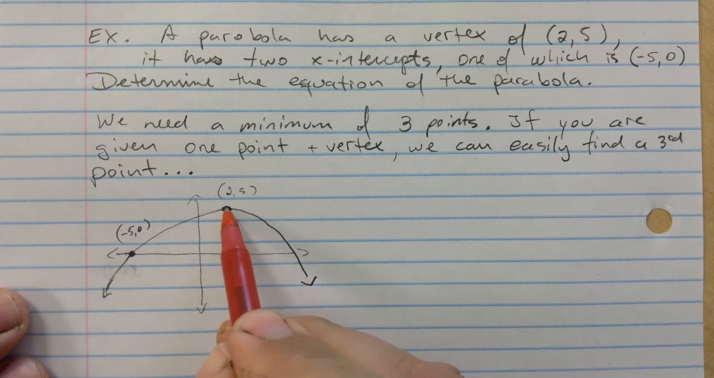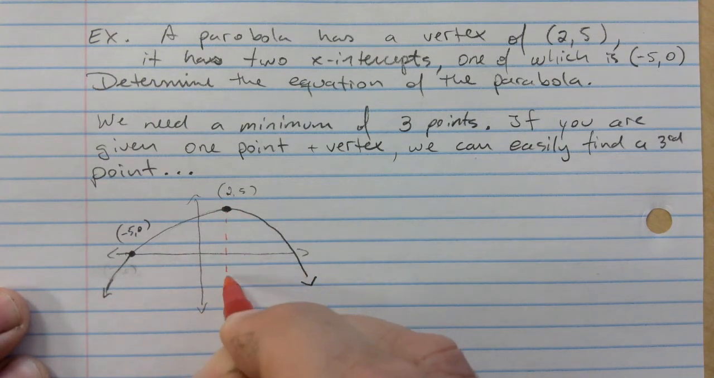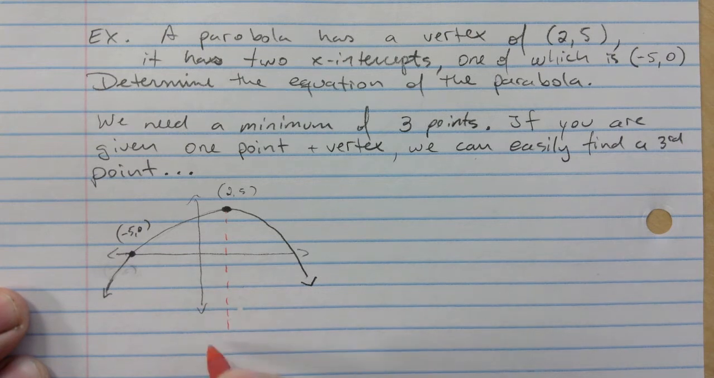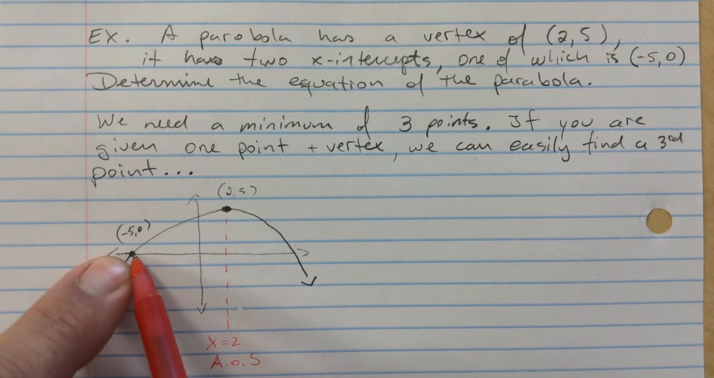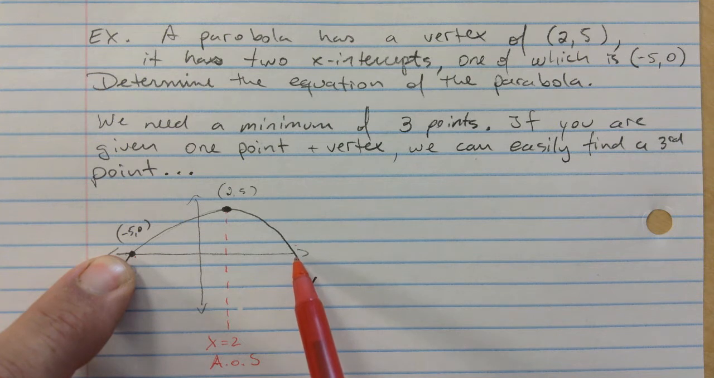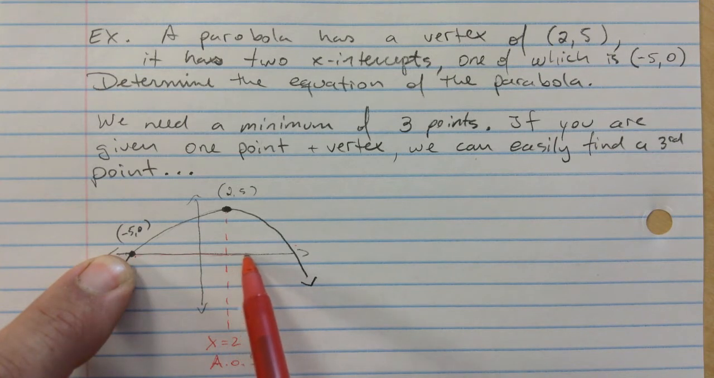The reason why the vertex is so very important is because the vertex splits this in half, right? This is the x equal 2, right? It's the axis of symmetry. So it doesn't matter what point you have to the right or to the left of it, it has its cousin on the other side. Like exactly the same distance. So if this point, right, you know the distance from here to here, you will also know the distance from here to there.